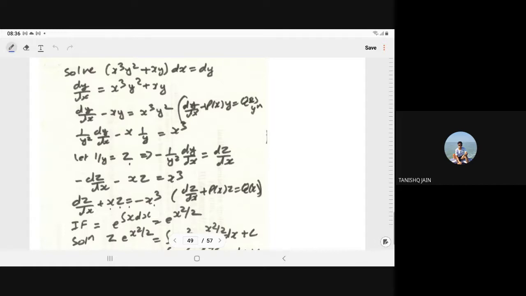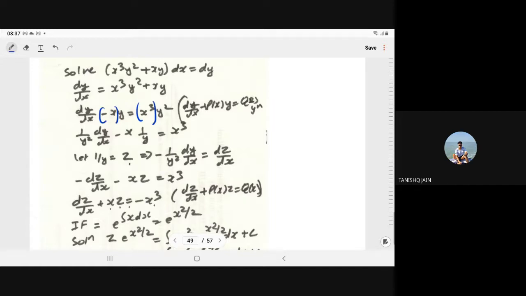So let us have this question. Solve (x cube y square plus xy) dx is equal to dy. If you write it in the form dy by dx, it becomes dy by dx is equal to x cube y square plus xy. That can be written as dy by dx plus P(x) y is equal to Q(x) y square. So here we have dy by dx plus P(x) y is equal to Q(x) y to the power n.